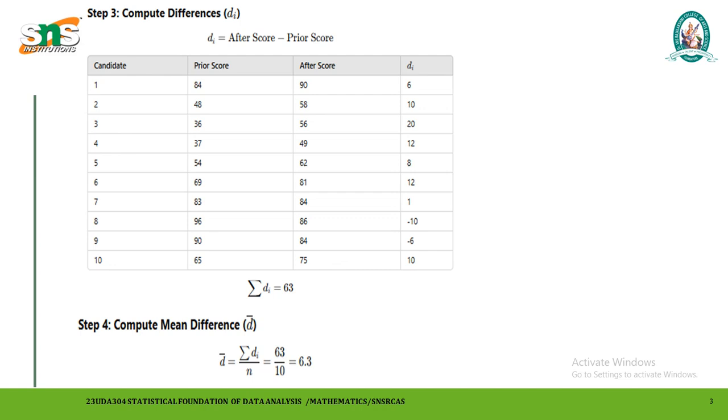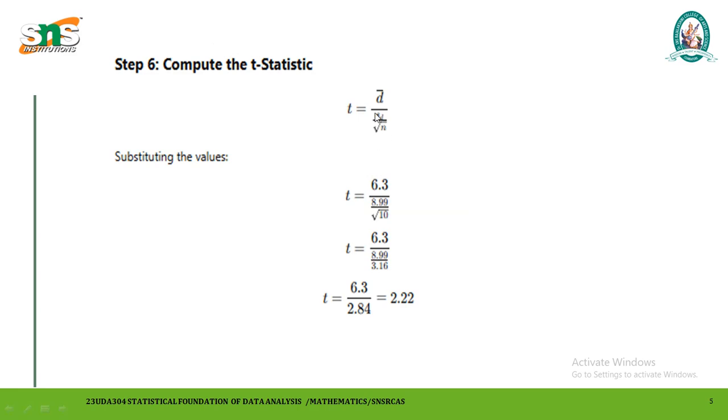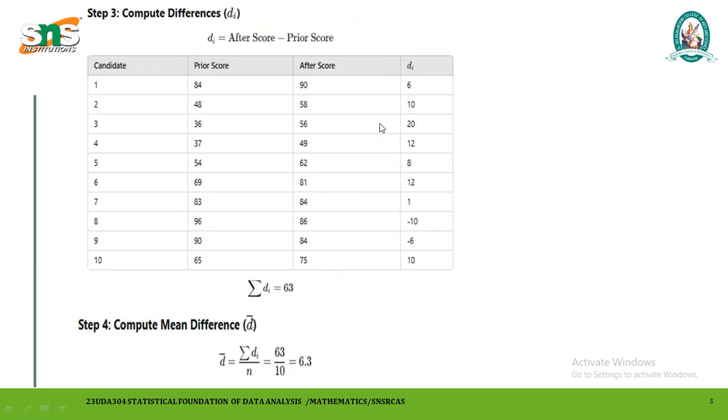The formula for the t-test is t is equal to d bar by sd divided by root 10. First we are going to find the value of d bar and sd. First we find the di value. The di value is nothing but the after score minus the prior score.